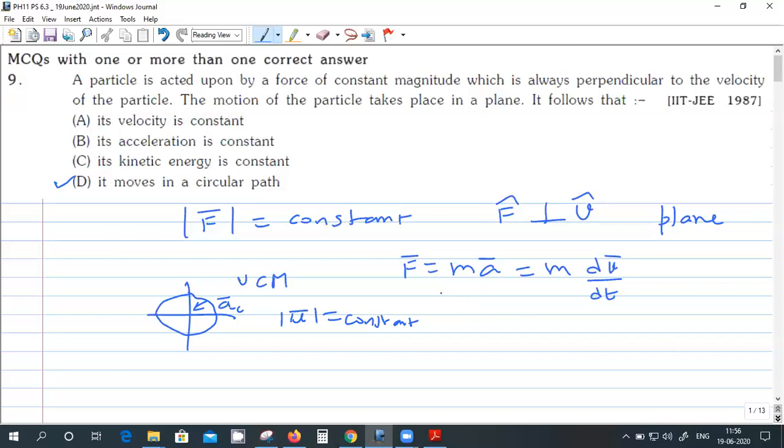Okay, the force is constant. The direction of the force is the same direction as acceleration, and the velocity is perpendicular. And it's a planar motion. And since the speed is constant, the kinetic energy is also constant.